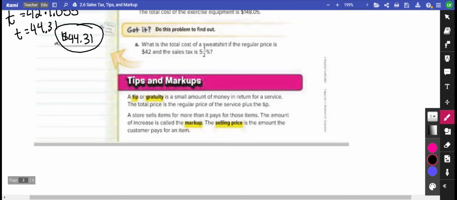A store sells items for more than it pays for those items. The amount of increase is called the markup. The selling price is the amount the customer pays for an item. So if you were to buy a shirt at the store, if you're paying $20 for the shirt, the store does not pay $20. They might pay $15 and mark the price up an extra $5 so that they can make a profit.